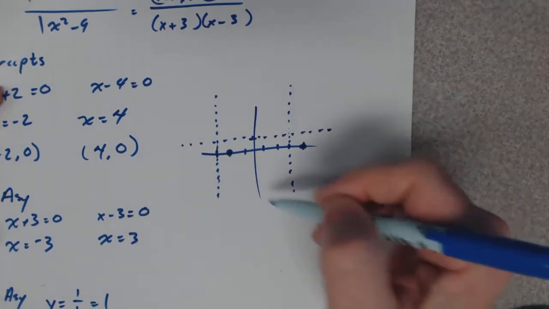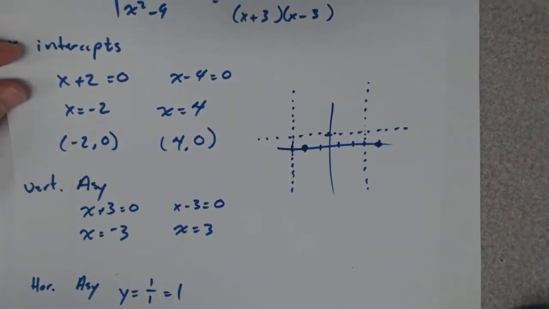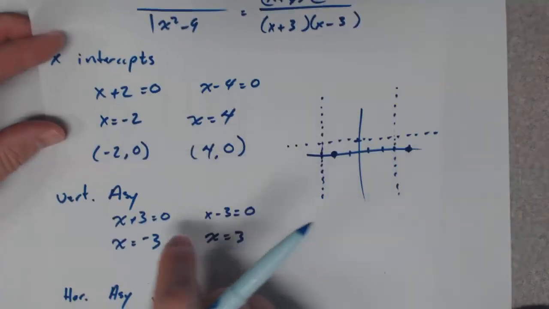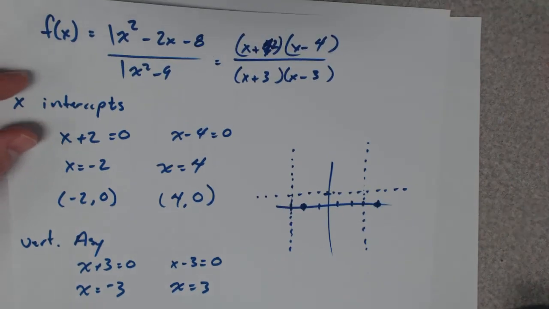Sometimes you use solid lines. It just depends on what textbook you got and what they're asking for. That's how you find x-intercepts, your vertical asymptote, and horizontal asymptote of a rational function.